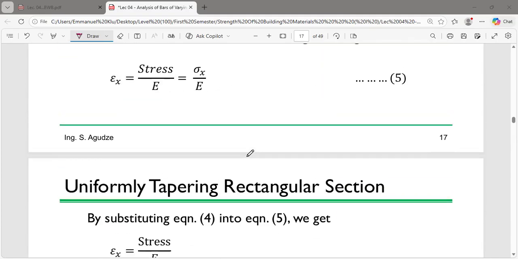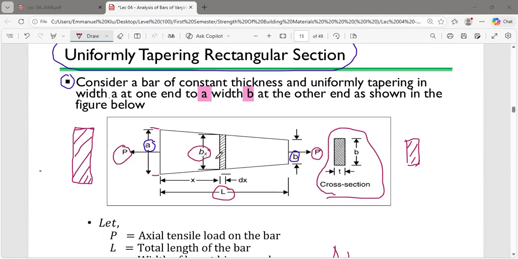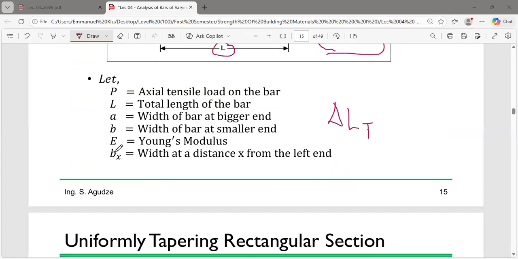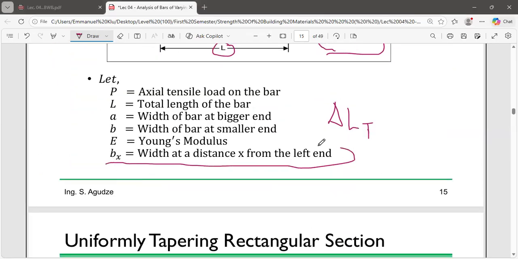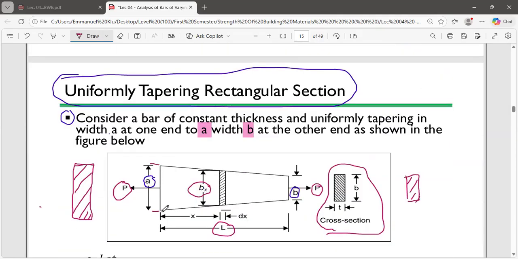So what you are referring to is this. This bx you are seeing over here is the distance from the left side. It is the width at distance x from the left end. So this distance from here to here produces what you are seeing over there.